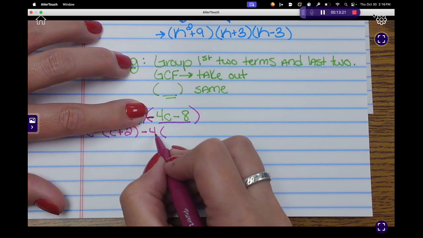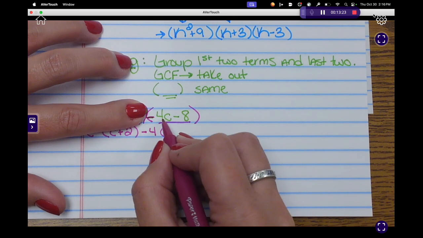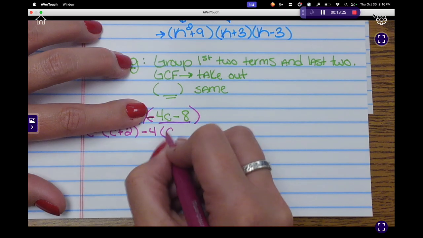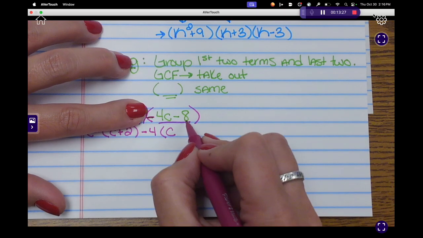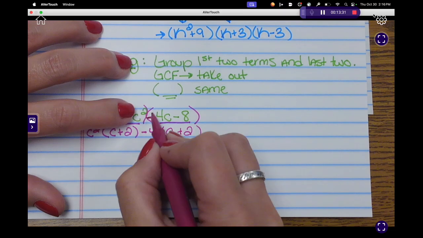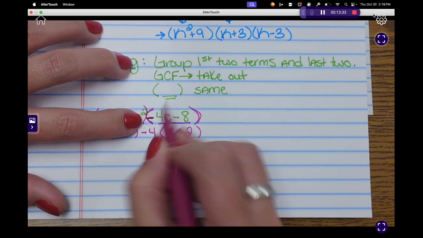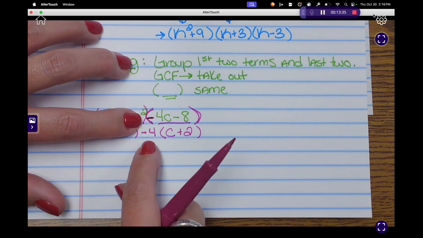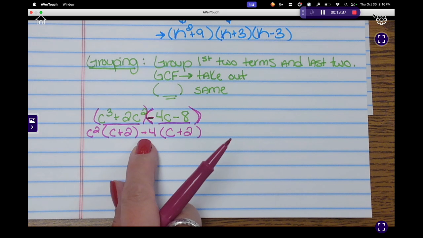When I take out that negative 4, when I divide negative 4 by negative 4, it gives me a positive 1c. And then negative 8 divided by negative 4 gives me a positive 2. So in this second parentheses, if that first number is a negative, that tells you you're going to take out a negative for your greatest common factor.